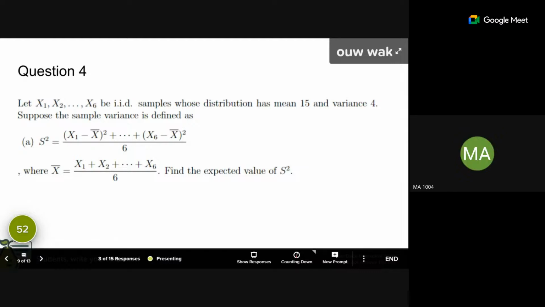Is this question done? Yes, ma'am. Okay, but only 3 of you have answered, right? So the maximum portion is done, right? You just have to substitute the values, as the mean and variance are the same, only the denominator is changed there. Okay.